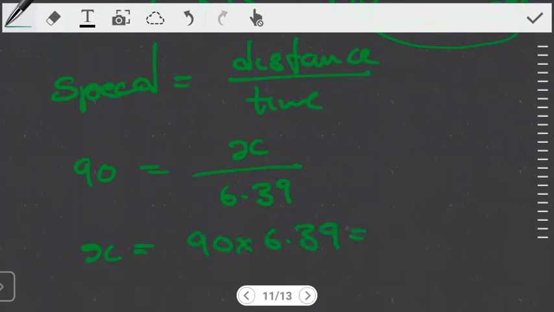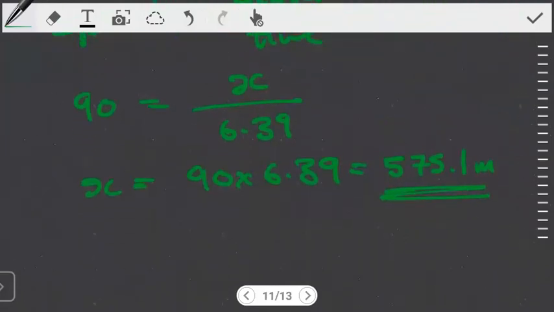If we perform the multiplication this time around, we get our distance as 575.1 meters. So this comes out as our distance.